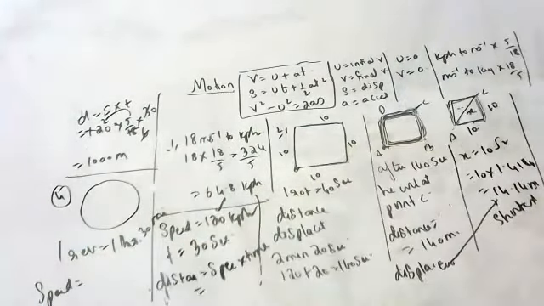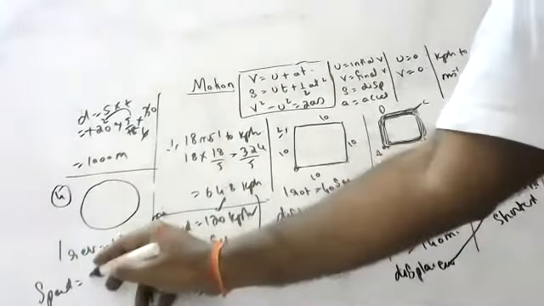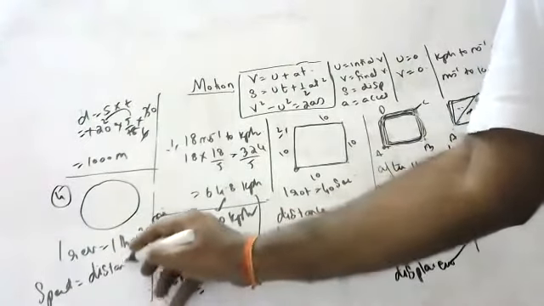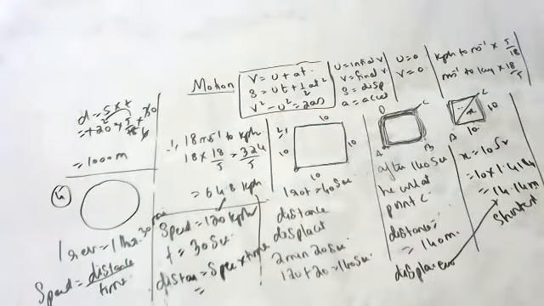What is speed? Speed is what, children? Formula, anyone? Speed is equal to distance by time. Children, speed is equal to distance by time. Try to understand, children. Speed is equal to distance by time.